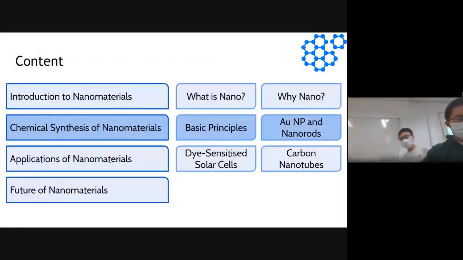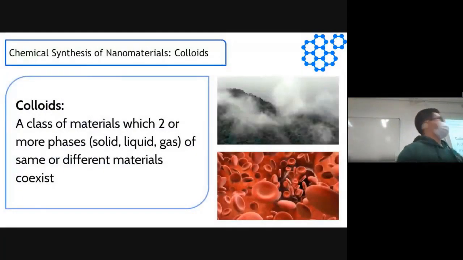So moving on, I'll be covering some of the chemical synthesis of nanomaterials, which is the basic principles, as well as how to synthesize gold nanoparticles and gold nanorods. So firstly, before we begin synthesis, we need to understand the idea of colloid, because essentially most nanoparticle synthesis are based on two aqueous solutions, where you mix them together and you get solid particles out of them. So you need to understand some chemistry of how solids and aqueous can actually exist in the same beaker. On the right, you can see that the first image is a picture of fog, which is how gas and water particles are together. And the second picture is a blood vessel, where you can see red blood cells in our blood.